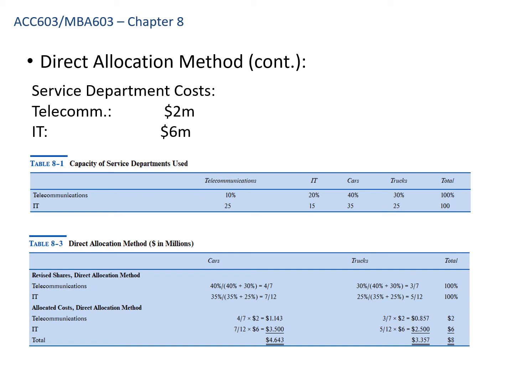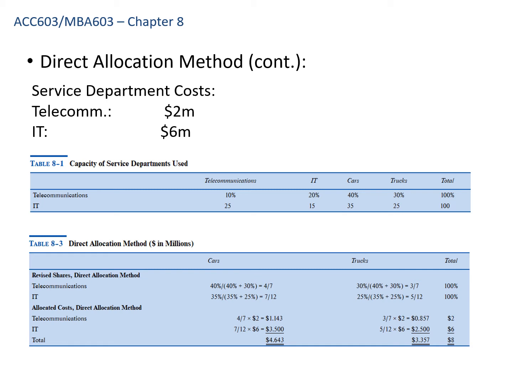Let's look at the telecommunications example. Cars use 40% and trucks use 30%. So cars are going to get 40 divided by 40 plus 30, or 4/7 of the cost, and trucks are going to get 30 divided by 40 plus 30, or 3/7. So I'm allocating 7/7, 100% of the telecommunication cost. With the IT department, cars use 35%, trucks use 25%, so a total of 60. I add that up and I get 7/12 and 5/12 if you do the math there.